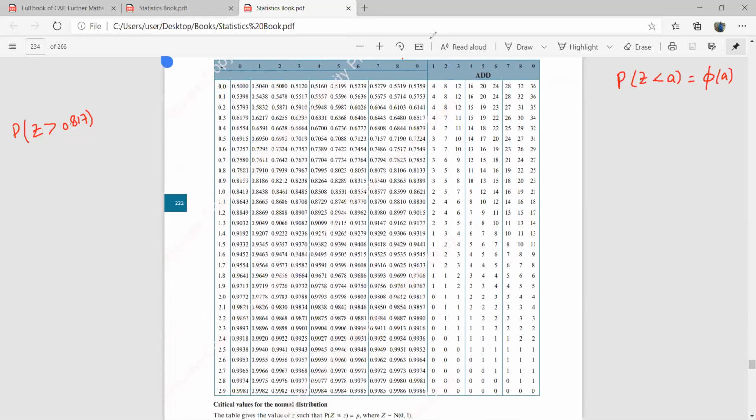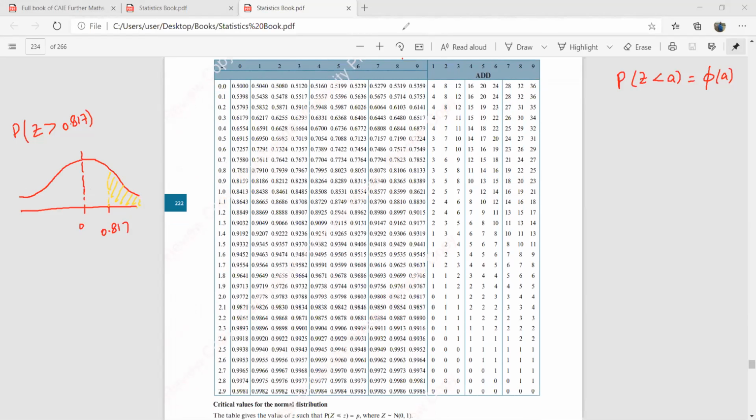When you define this probability, if you always draw this diagram, it doesn't take very long to draw this bell-shaped curve. So you have 0 here, here it is 0.817. He's asking for this area. This table will always give you the area which is before this, which is less than this.